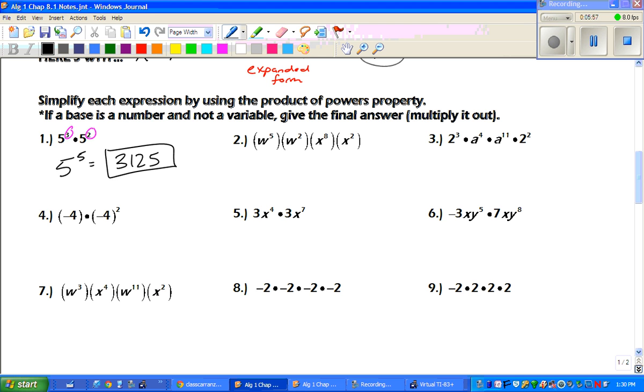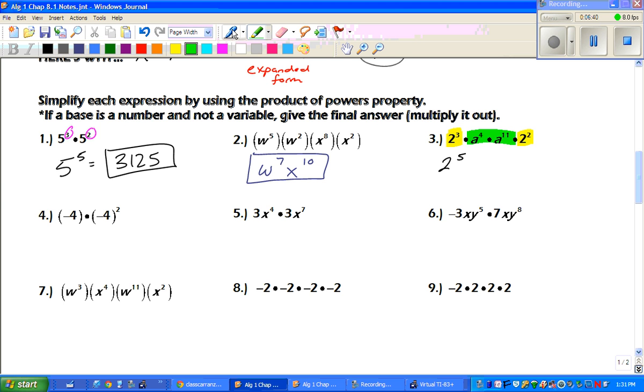Okay, now let's look at the next one. Now we can combine our w's because those are the same, and we have w to the seventh. What about our x's? How many x's do we have? Well, we have a total of 10, so x to the 10th. And that would be our final answer. Okay, so number three, let's find the guys that are the same. Okay, 2 cubed and 2 squared gives us a total of 2 to the 5th.